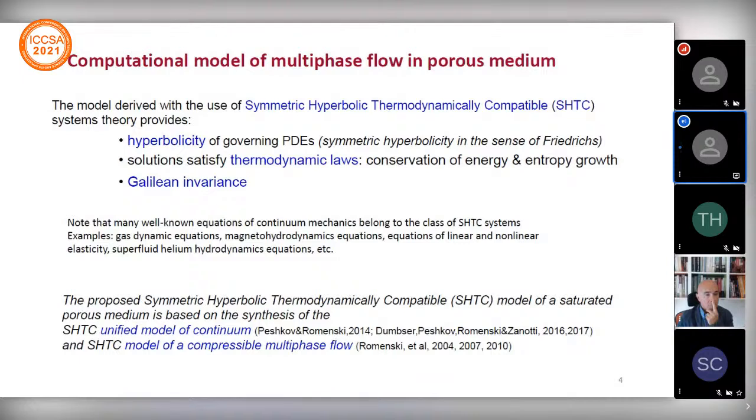We propose a new symmetric hyperbolic thermodynamically compatible model of a saturated porous medium, which is based on the synthesis of the SHTC unified model of continuum, the description of which can be found in the following papers, and the SHTC model of compressible multiphase flow, which also can be found in some papers.